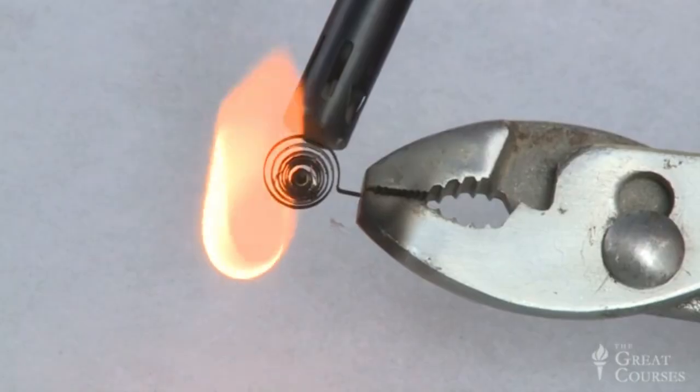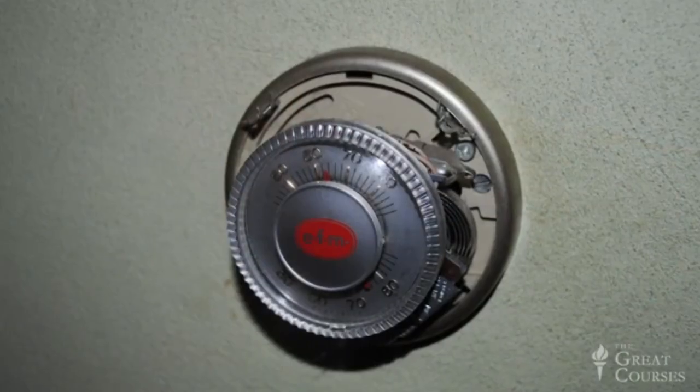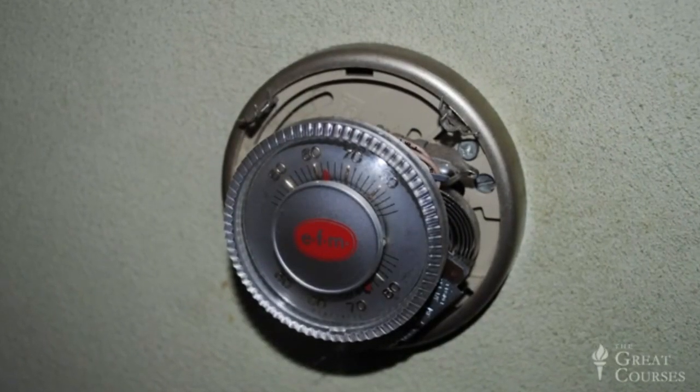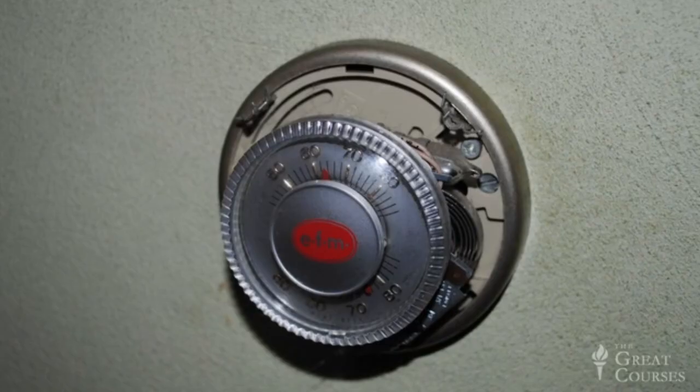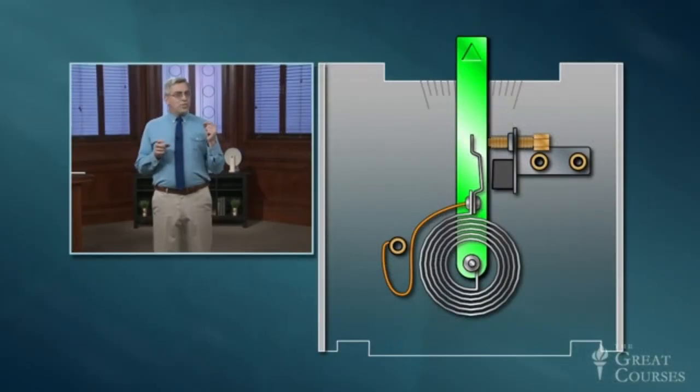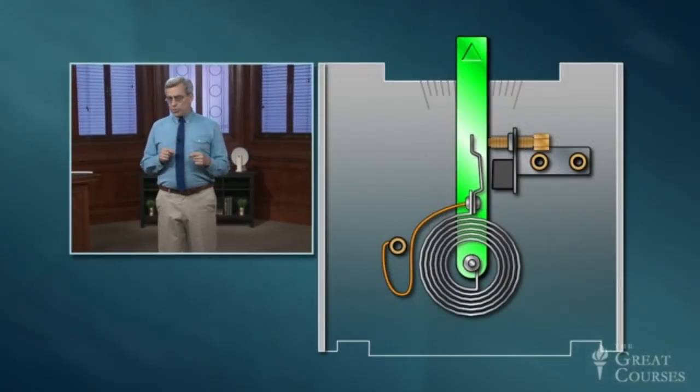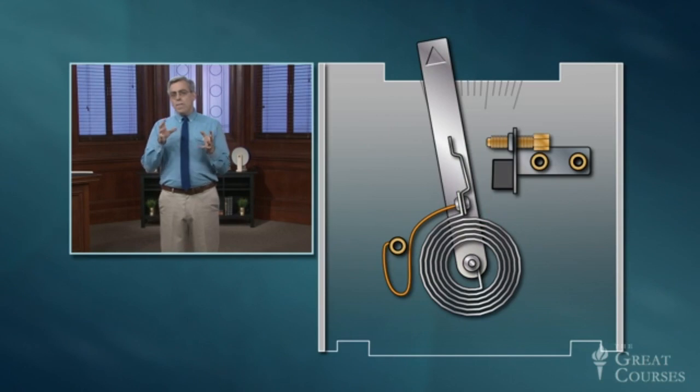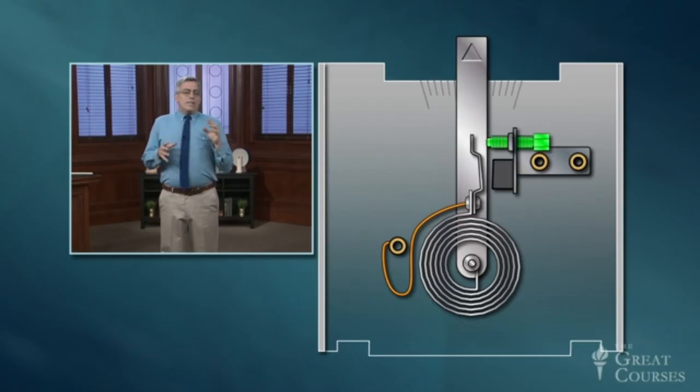The effect really is quite dramatic. Now, here's how the bimetallic coil works in a typical mechanical thermostat. This lever is used to set the temperature. As the lever is rotated, the bimetallic coil rotates along with it, as does this electrical contact. A second electrical contact is fixed to the body of the thermostat here.